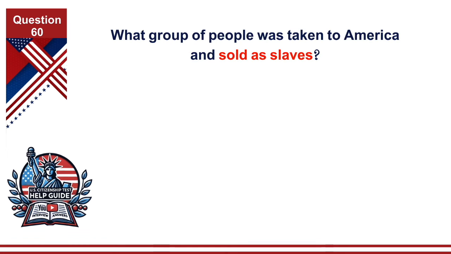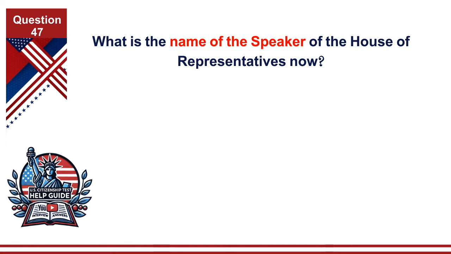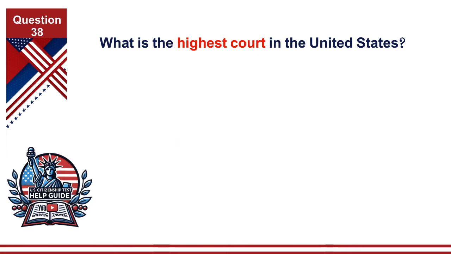What group of people was taken to America and sold as slaves? Africans. What is the name of the Speaker of the House of Representatives now? Mike Johnson. What is the highest court in the United States? The Supreme Court.